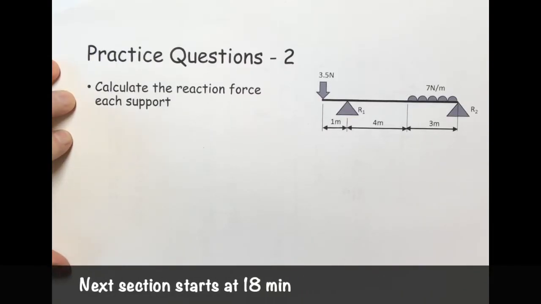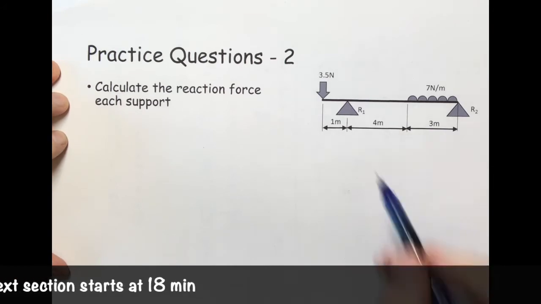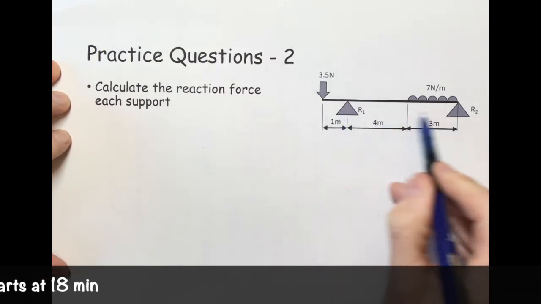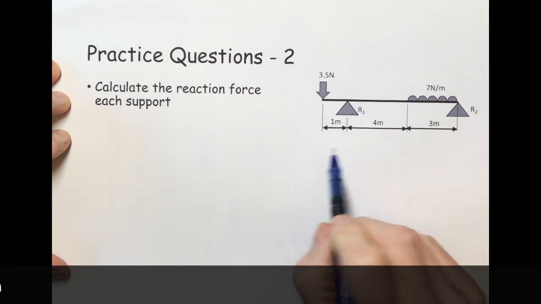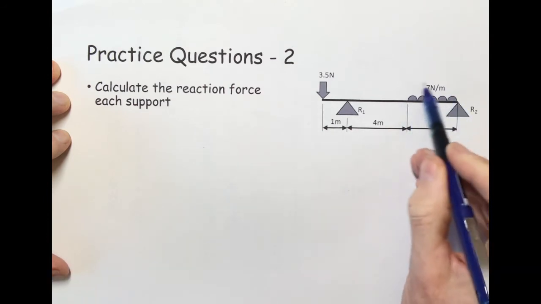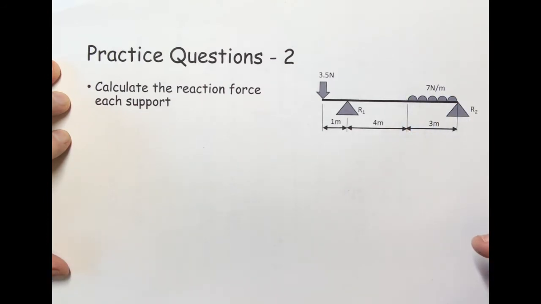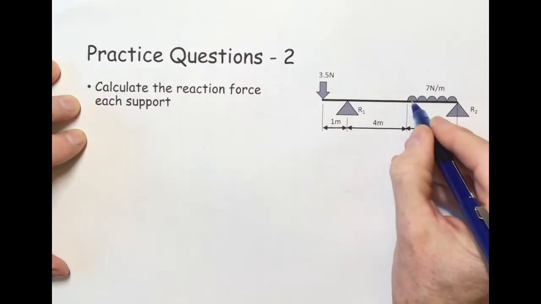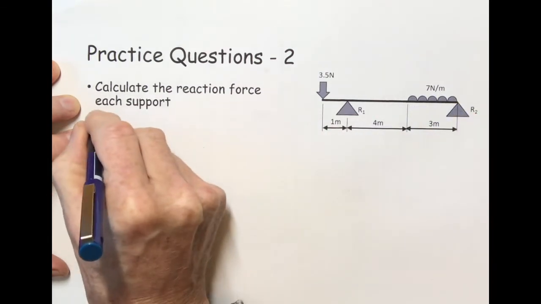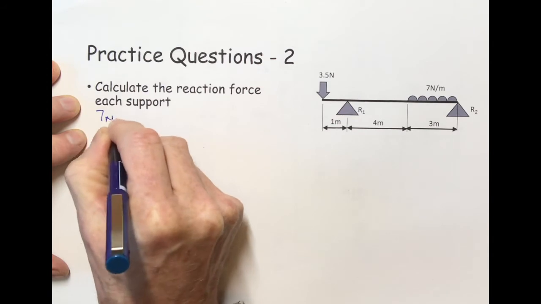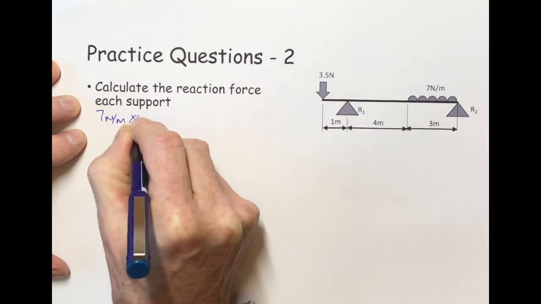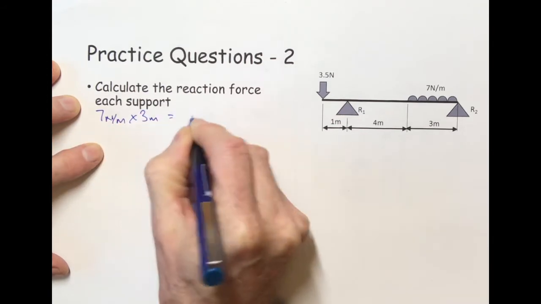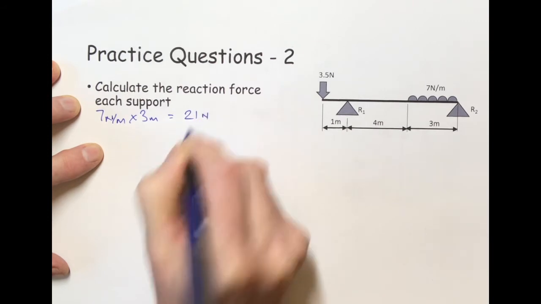So here we are again. This is practice questions 2. And again, we need to calculate the reaction force at each end. This time, we've got a UDL to take into consideration, a uniformly distributed load. So the first thing to do is we can convert the UDL, so that's 7 newtons per metre over 3 metres, so newtons per metre times 3 metres equals 21 newtons.